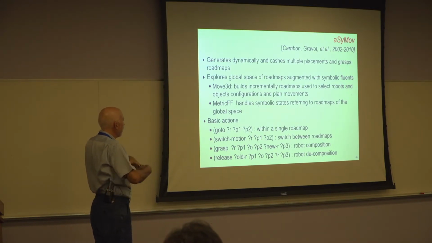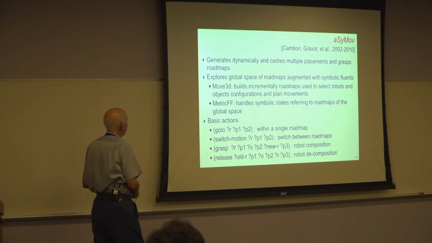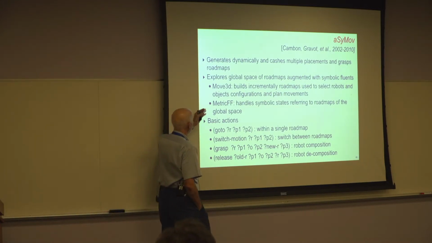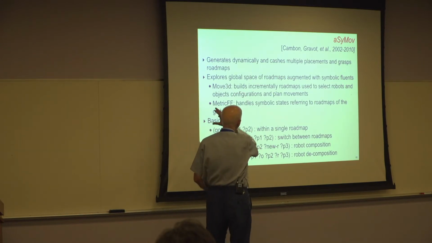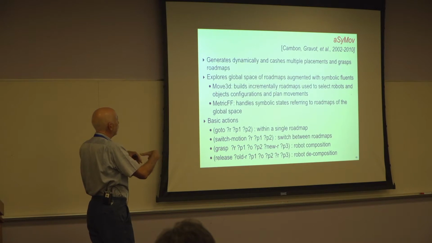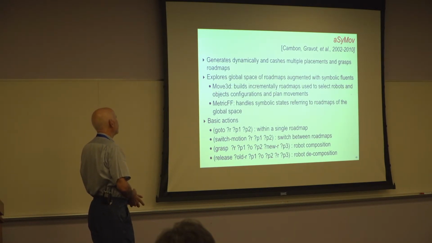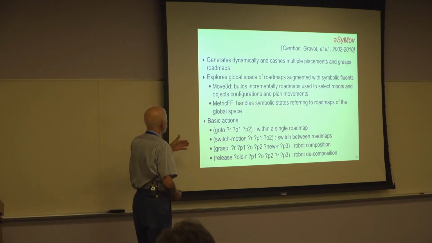So you have several roadmaps, and you cache some of them because you are going to reuse them, or you hope you are going to reuse them. And you explore your global space, that I just illustrated earlier, of several roadmaps that you augment with your symbolic fluents for all the symbolic tasks. And you combine two planners.